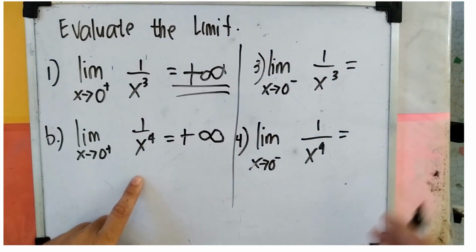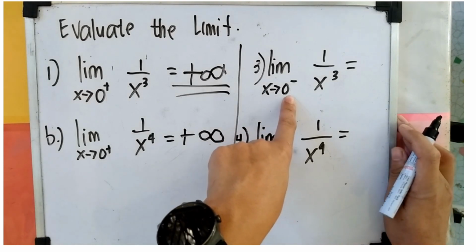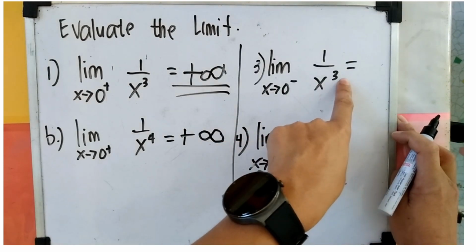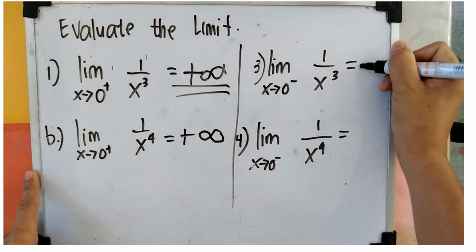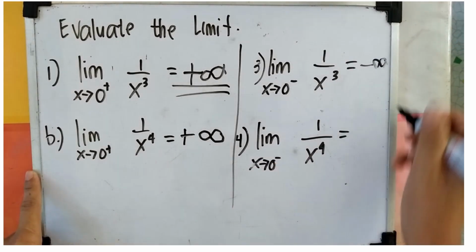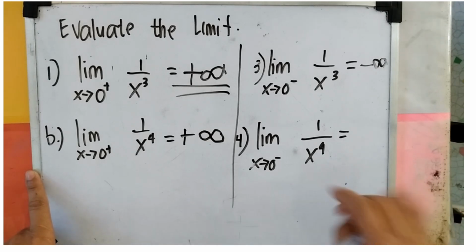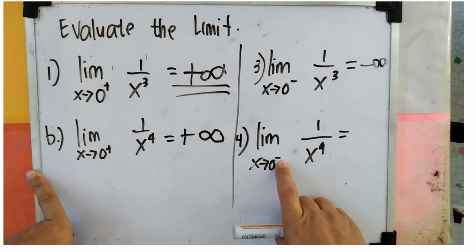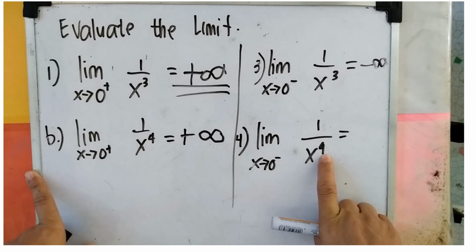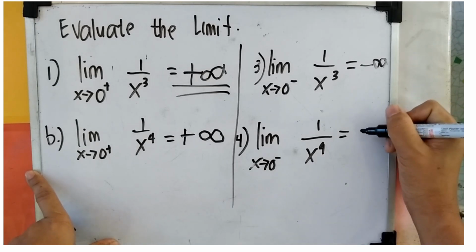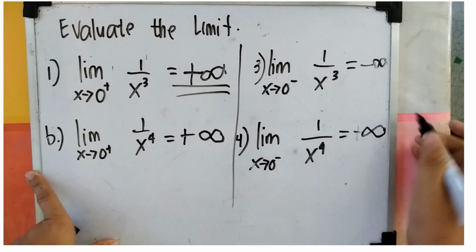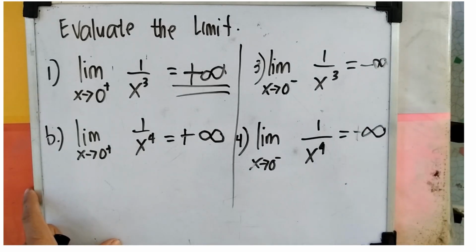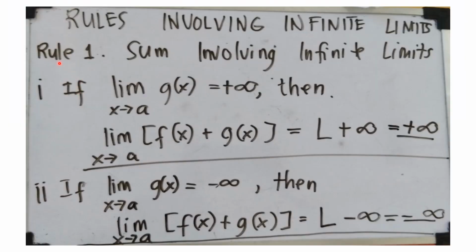However, when x approaches 0 from the left, since the exponent is odd, what is the answer? It's negative infinity. Correct. How about this one? Still from the left, but the exponent is even, so that is positive infinity. Alright, so that's it. Okay, let's proceed with rule number 1, the sum and the difference.